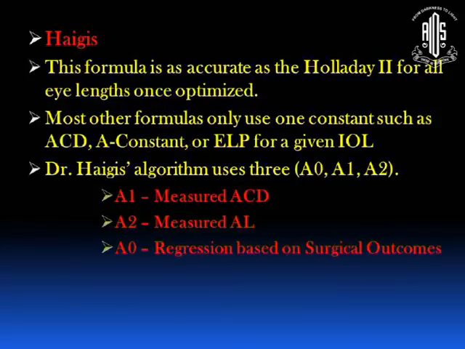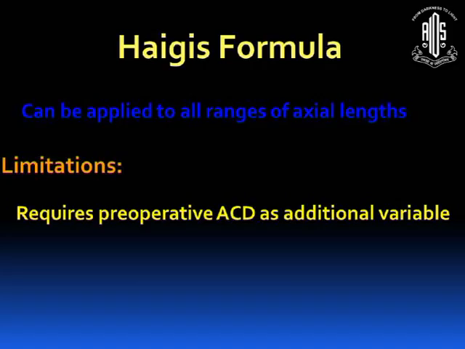Haigis is as accurate as Holladay 2 for all eye lengths once it is optimized. Most other formulas use one constant such as ACD, A constant or ELP. Dr. Haigis' algorithm uses 3, that is a1, a2 and a0. It can be applied to all ranges of axial length. Limitation: it requires preoperative ACD as an additional variable.